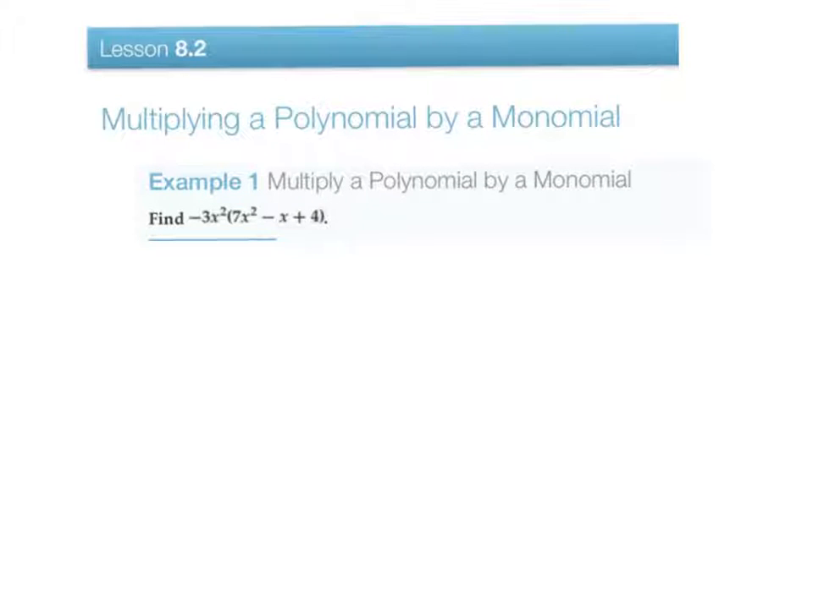To multiply a polynomial by a monomial, we just distribute. So I'm just going to take negative 3x squared times 7x squared. So that's a negative 21. Add the exponents, so it's x to the fourth.